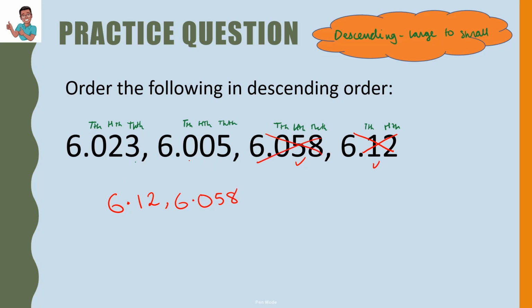And we'll go again on the hundredths column. So we have 2 and 5. 5 is the biggest, so we can write that. Rule it out. This is our leftover, so we've got 6.005. This is how we would order it based on our place values.